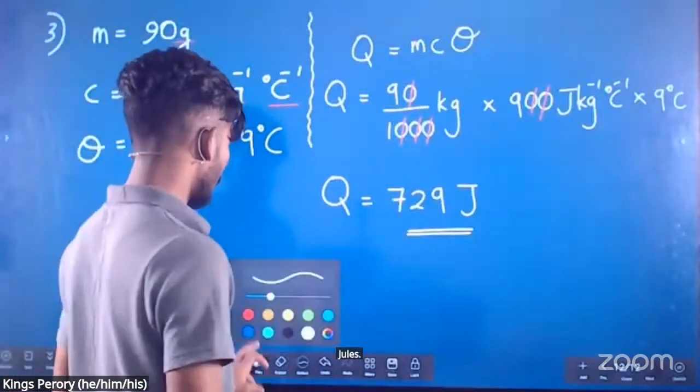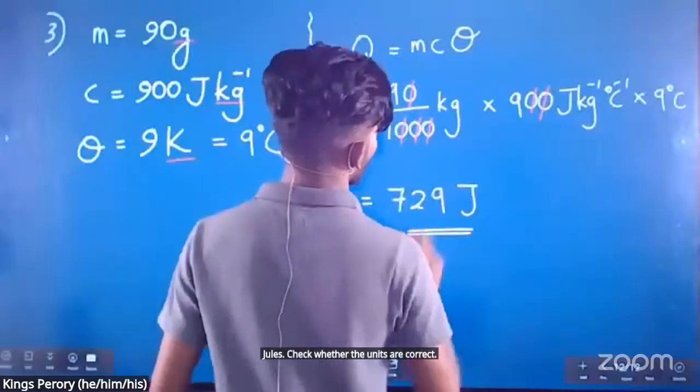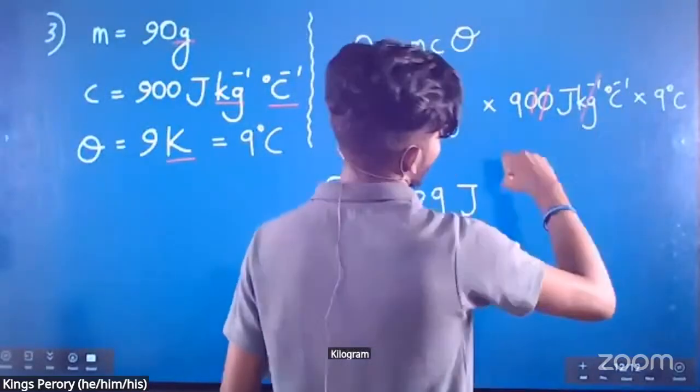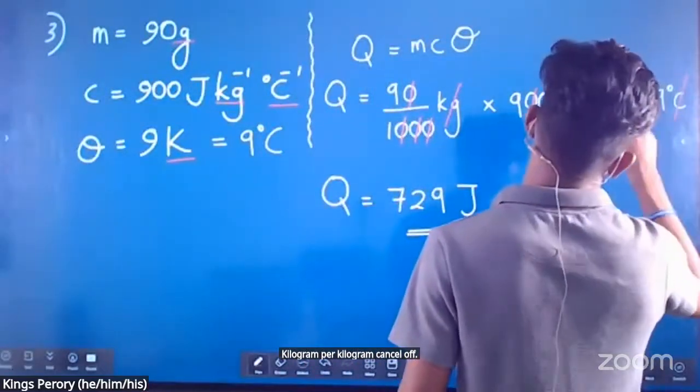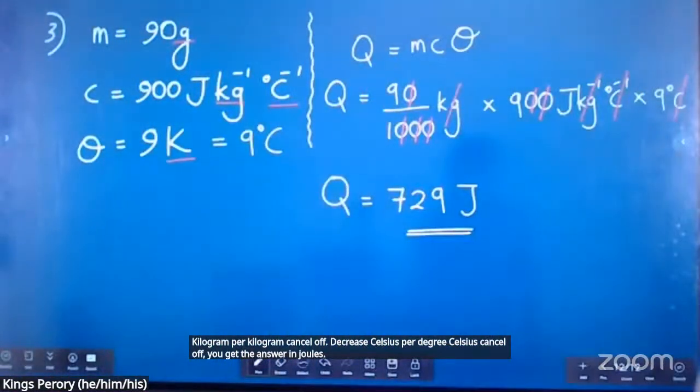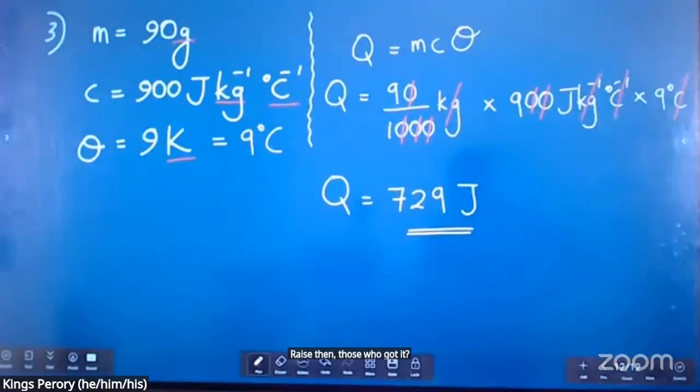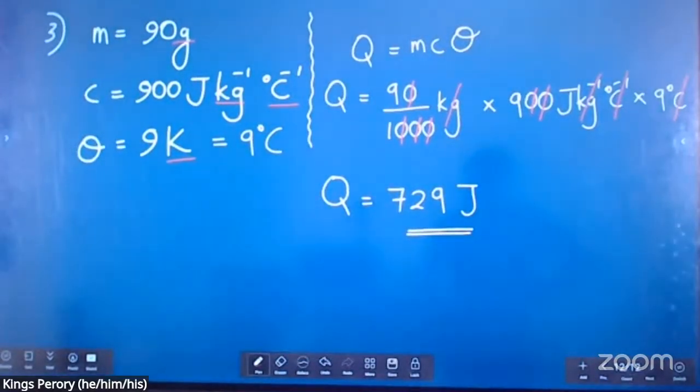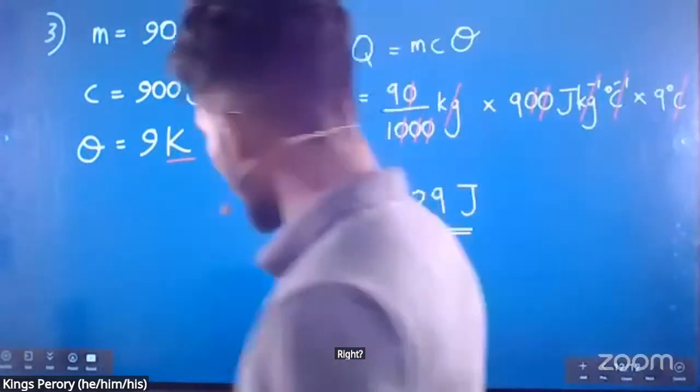Check whether the units are correct. Kilogram per kilogram cancel off. Degree Celsius per degree Celsius cancel off. You get the answer in joules. Raise your hand those who got it. Right, good. Those are done. Go to question 4.